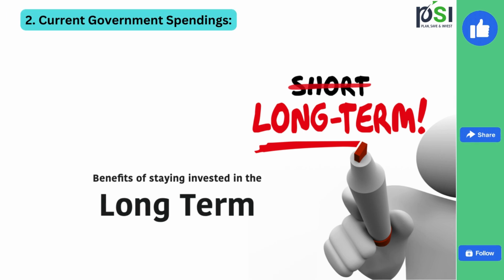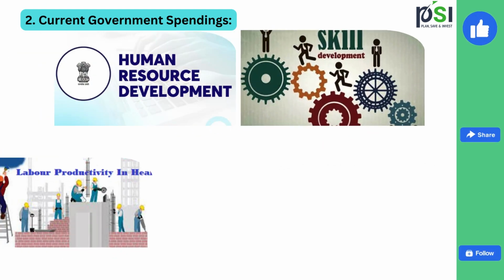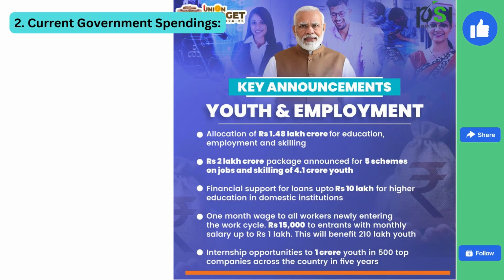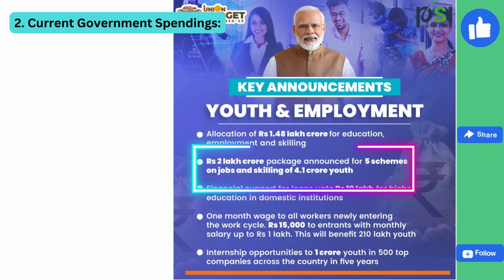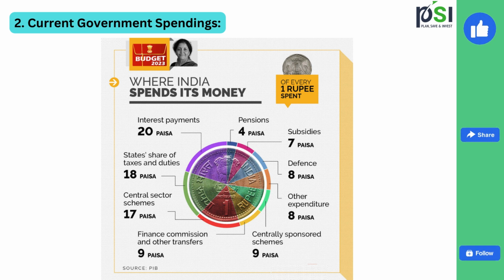The government spends this money to generate long-term benefits such as human resource development, skill development and labor productivity in health, education and defense. For example, in FY 2024-25, that is the current budget, the government allocated rupees 2 lakh crores to employ 4.1 crores of youth. If you look at the where India spends pie chart, central sector schemes, around 17%, is allocated in the overall budget. Only some of these schemes support economic development in the long term.